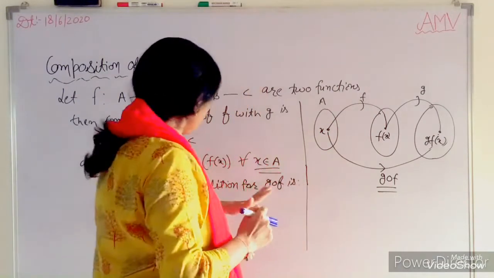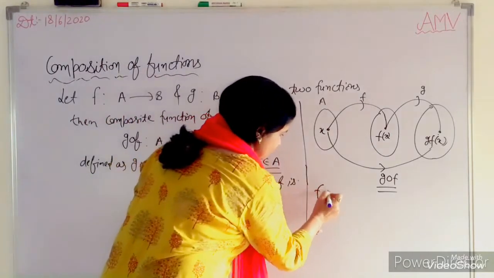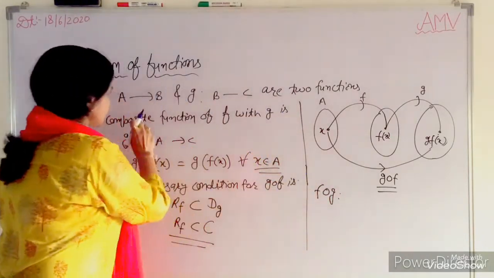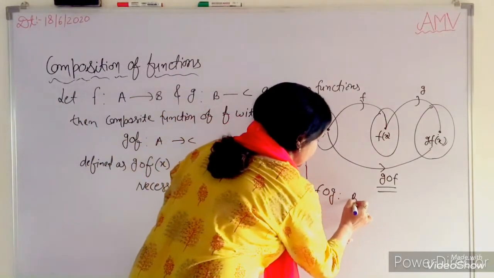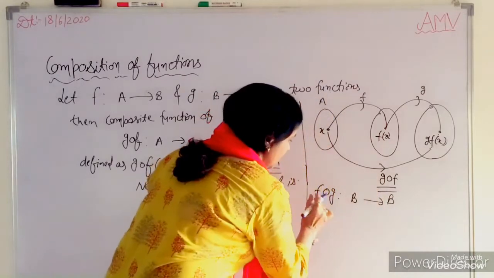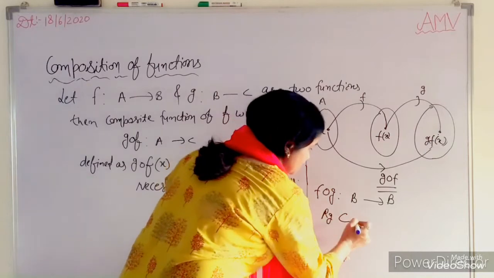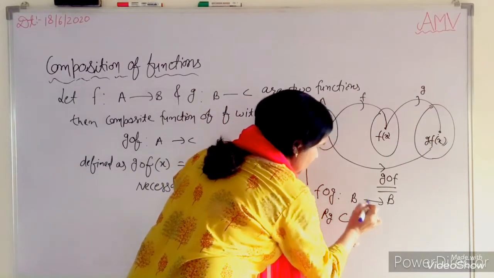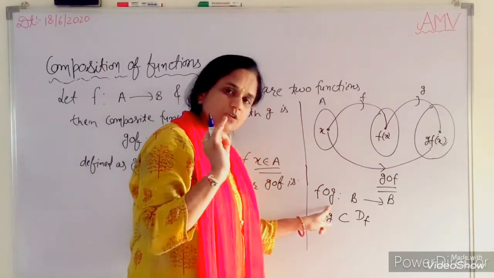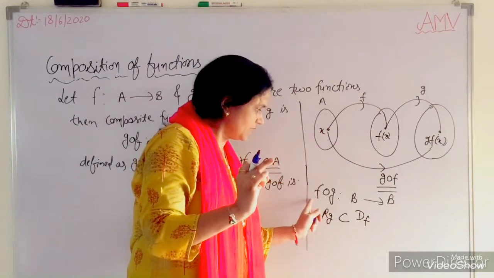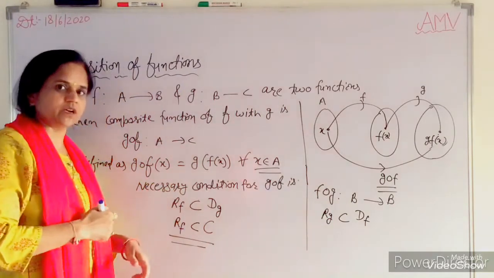Now for f o g, the function goes from set B to B, and the range of g must be a subset of the domain of f. It means the range of function g must always be a subset of the domain of f. Now student, make a note.